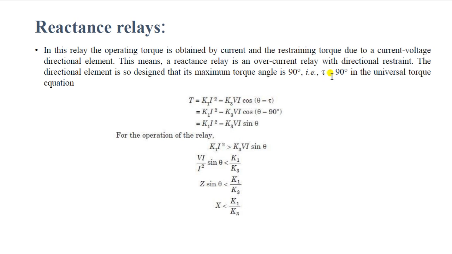Here, if we take tau equals 90 degrees, then it becomes cos(theta minus 90), which we have replaced by sin theta. Then for the operation of the relay, we have the condition K1 I squared is greater than K3 VI sin theta. If we modify this, we convert it to Z sin theta is less than K1 upon K3, and Z sin theta represents our reactance value. So we can say that if reactance X is less than the constant value K1 upon K3, then the relay operates, otherwise the relay would not operate.